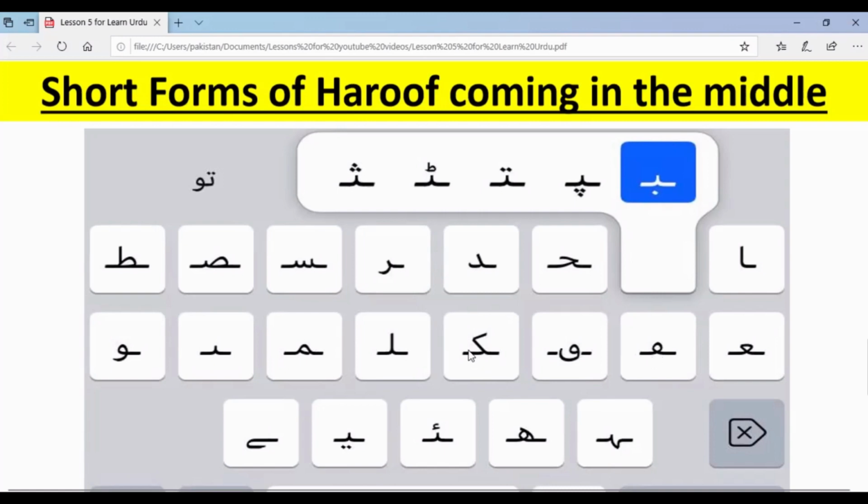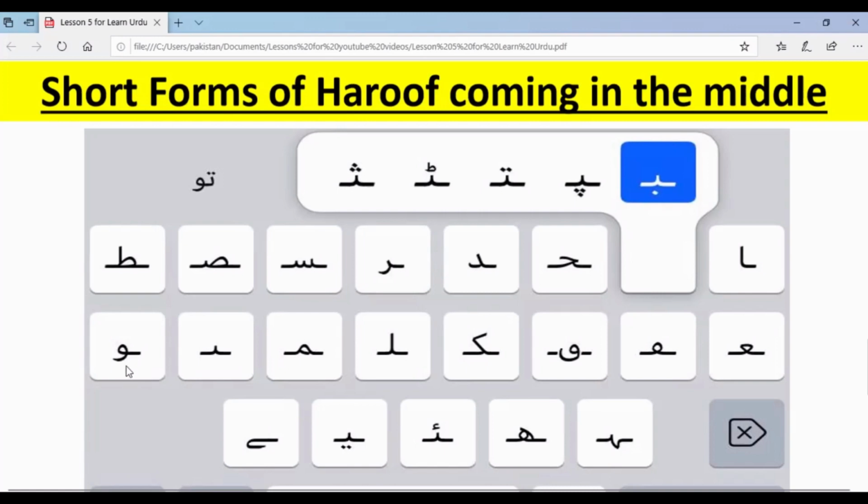And the other Kaf, this is Qaf and this is Kaf. And this Kaf will look like this in the middle of a word. And Lam, when it comes in the middle of a word, it will look like this. And Meme, in the middle of a word, it will look like this. And this is the short form of Noon, coming in the middle of a word. It will have one dot at the top.